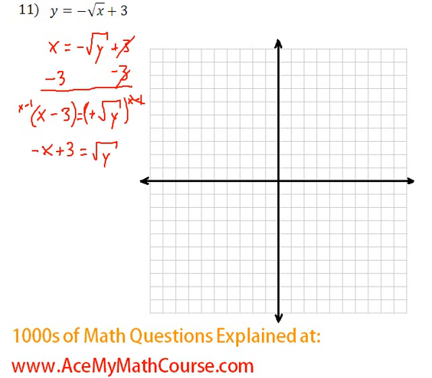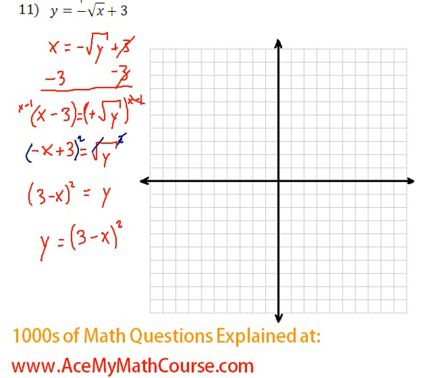Great. Now I can square both sides to get rid of the radical. So y is equal to 3 minus x squared. I like to put the positive one first. It doesn't really matter though. You could have written the answer as negative x plus 3 squared. But we will have a domain restriction in this case.